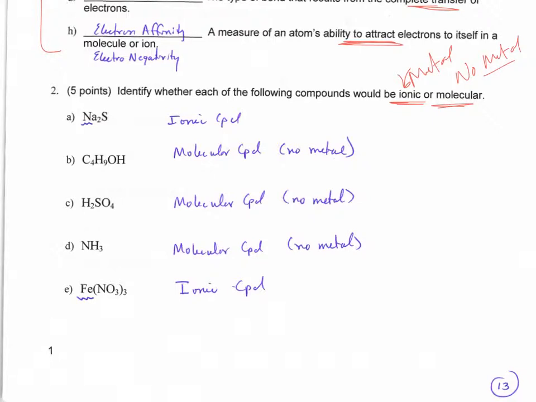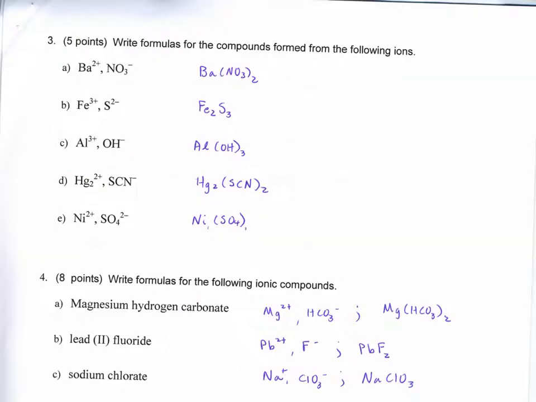So in the answer key here, I have a squiggly mark under all of the metals. Sodium is a metal, so that's ionic. Carbon, hydrogen, and oxygen are nonmetals, so it's molecular. Hydrogen, sulfur, oxygen, nonmetals, molecular. Nitrogen, hydrogen, nonmetals, molecular. And down here I have a squiggle mark under iron, and that's a metal, so that makes it ionic. On to the next page.